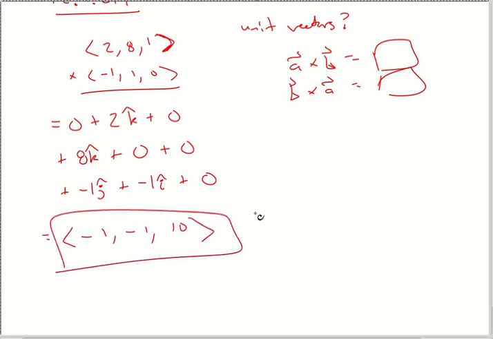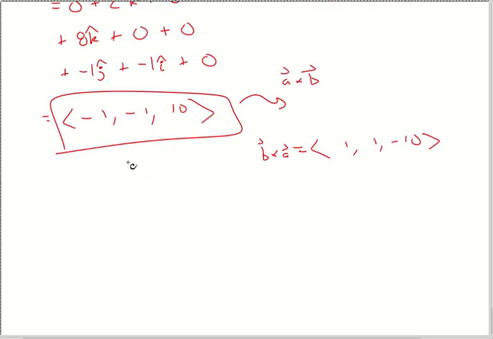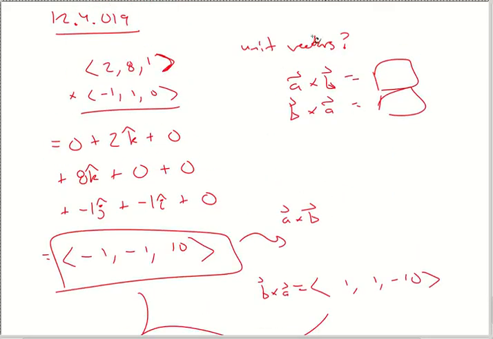Okay. So that's A cross B, right? What if you were to do B cross A? What would that answer be? Let me tell you, it's 1, 1, negative 10. You just change your signs. Again, they're not the same, but they're significantly similar. Mainly, though, what we're going to do is find the magnitude of these so that we can do this whole unit vector thing.